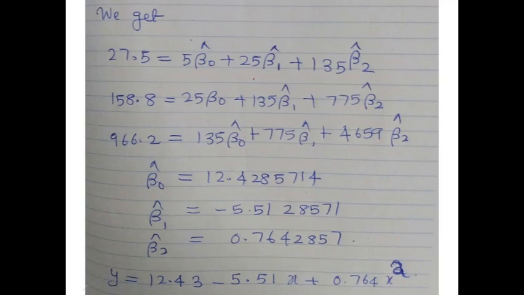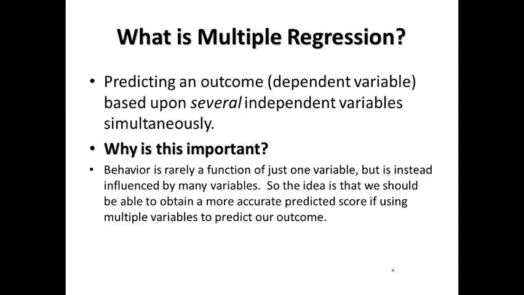Solving these three equations with three unknowns, the curve will be y is equal to 12.43 minus 5.51x plus 0.76 x square. Okay, that is actually a quadratic polynomial, a curve. And this is actually regarding polynomial regression.